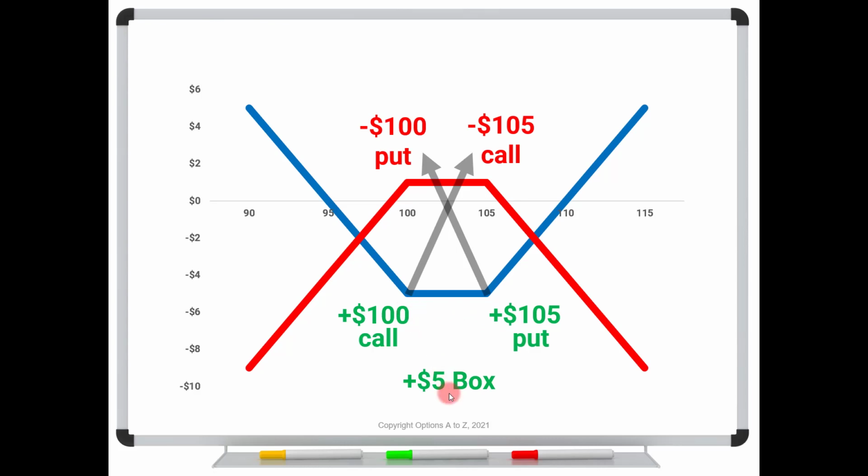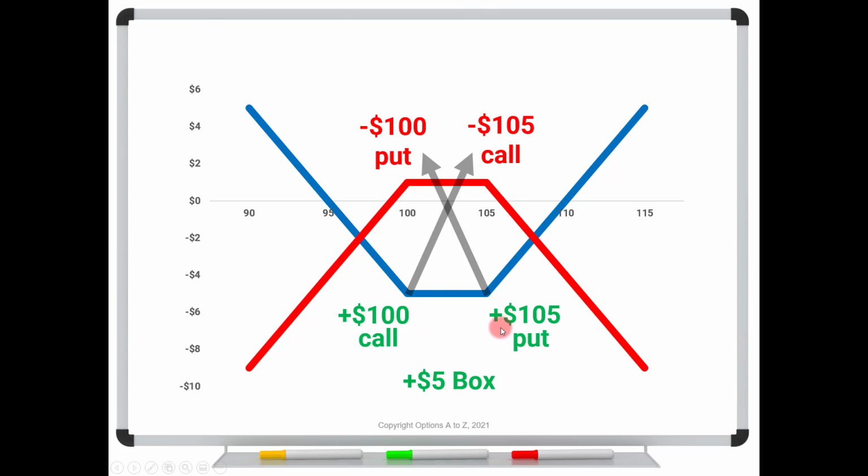And that's because we're guaranteed to get $5 back. I have the right to buy for 100 and I've got the right to sell for 105. Both of those are rights. We have the right to buy low and the right to sell high. That's $5. So it's a guaranteed $5 coming back. So it's really just that simple.